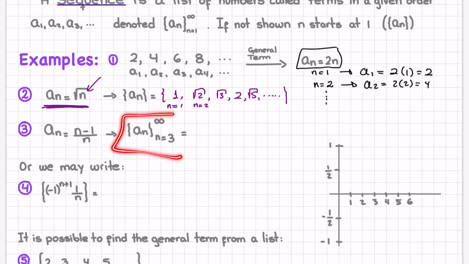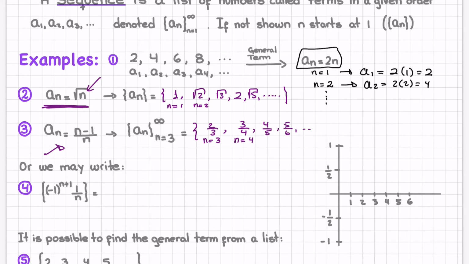You can have a sequence like this, where the first term starts for n equals 3. So the first guy in this list is for n equals 3. Plug in the 3 here, and you get 3 minus 1, 2 over 3. 2/3 is the first guy in the list. Next one, of course, go one by one, n equals 4: 4 minus 1, 3 over 4. And then 4 over 5, and then 5 over 6, and so on and so forth. This would be the list corresponding to this general term.